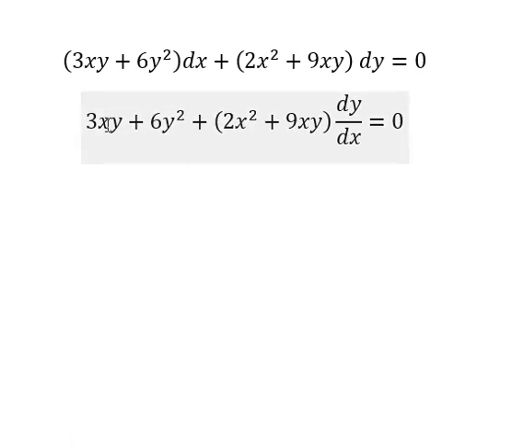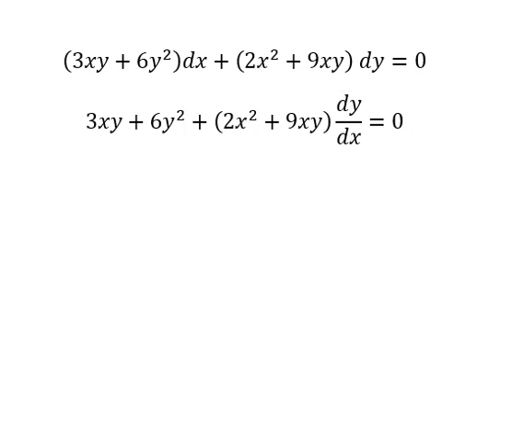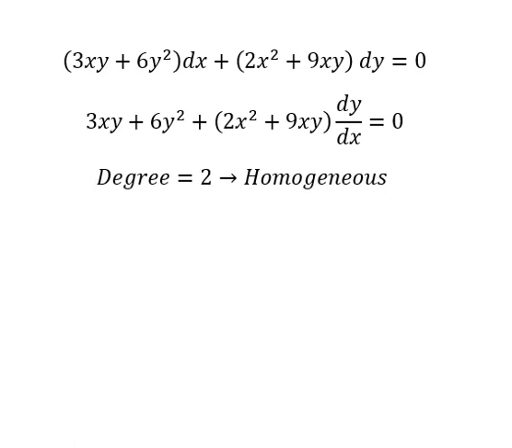Next, y squared, x squared, they are to the power of 2. So this is about homogeneous. So I will put y equals vx. Later I will first take the derivative of both sides.